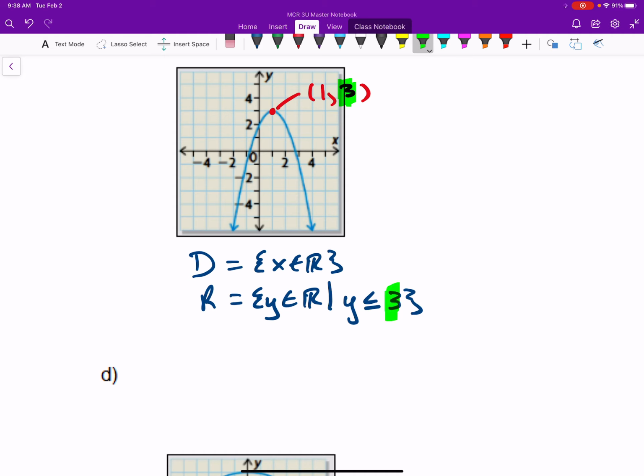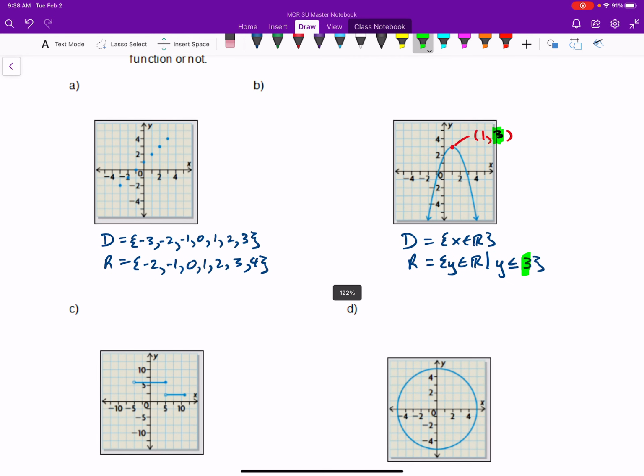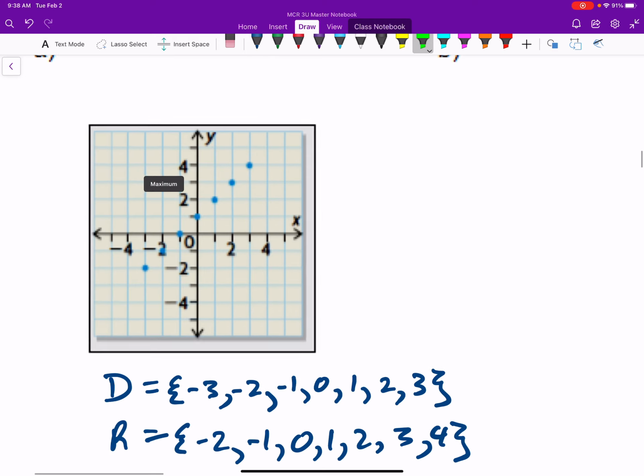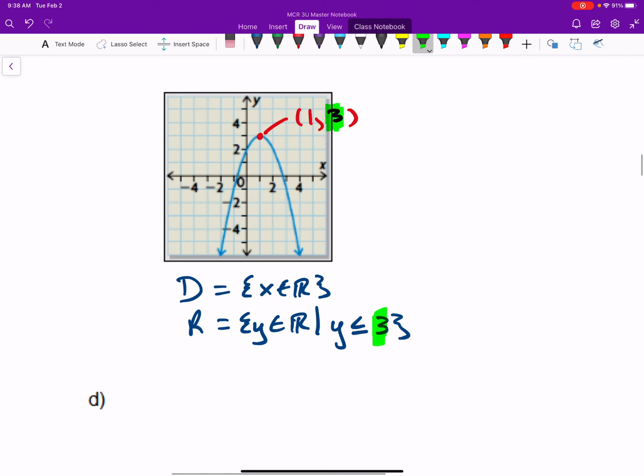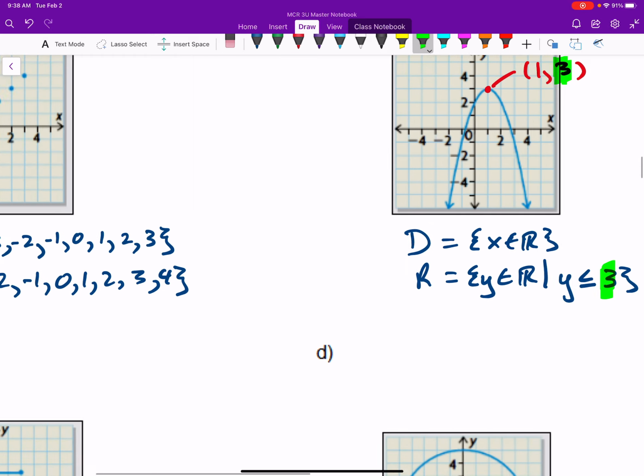And why am I not just listing points like I did in the A part? Well, again, this is not a bunch of dots, right? A part was a bunch of dots. That's why I listed points. This one is a solid curve with all the numbers in between included. So that's why I'm using the x in R or the y in R and not just listing points.